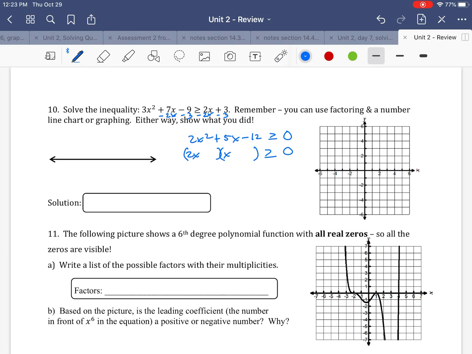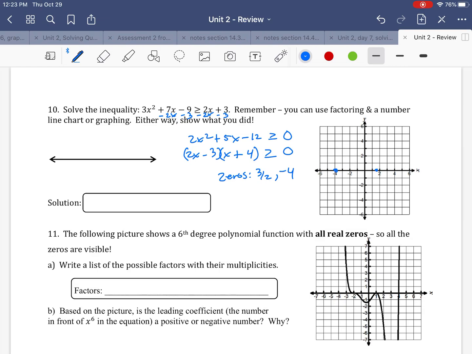It's up to you. If I try 4 and 3, it's going to work out. So 4 here and 3 there. The outside's getting me 8, and the inside's getting me negative 3, so that makes my 5. So my two zeros right here are 3 halves, which is 1.5, and also negative 4. So 3 halves, 1.5 would be right here, and negative 4 would be over here.